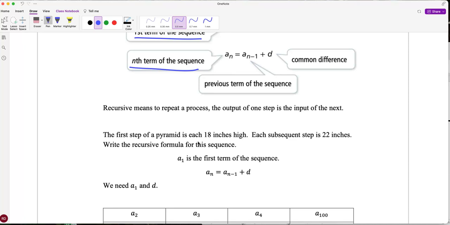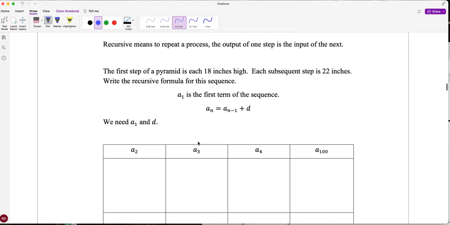The first step of a pyramid is 18 inches high. Each subsequent step is 22 inches. Write the recursive formula for this sequence, okay? A1 is the first term of the sequence, and then An is the one right in front of it, plus the common difference. So A1: this sequence talks about how high each step is. We know the first step is 18 inches high.